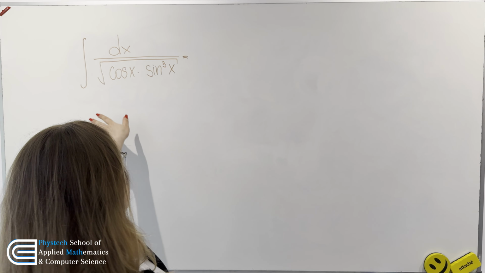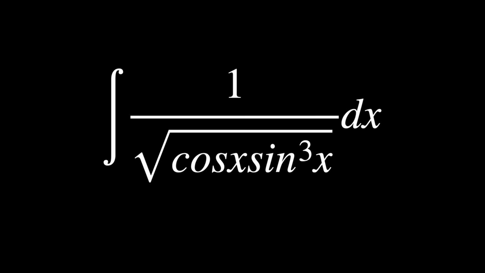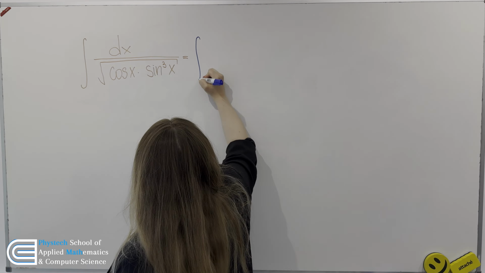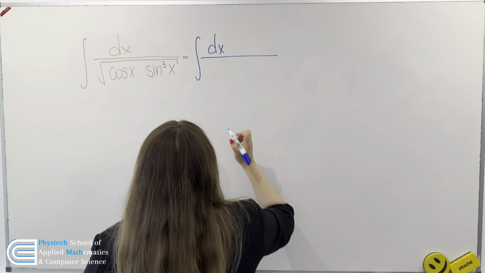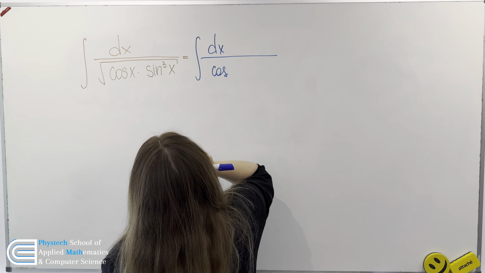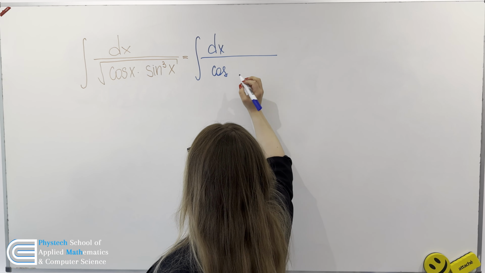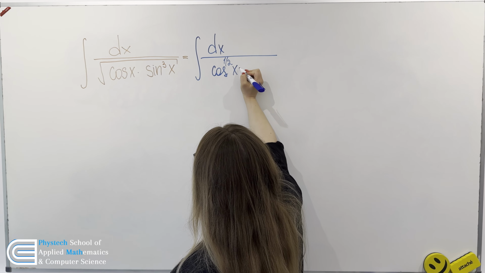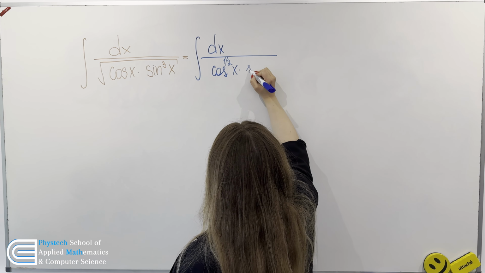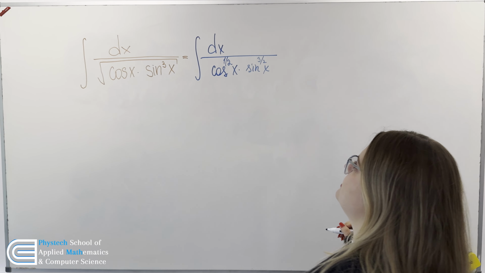Hi, let's solve this integral. Let's rewrite it a little bit. So we can delete our square root and obtain here cosine of x to the power of 1 divided by 2 multiplied by sine of x to the power of 3 divided by 2.